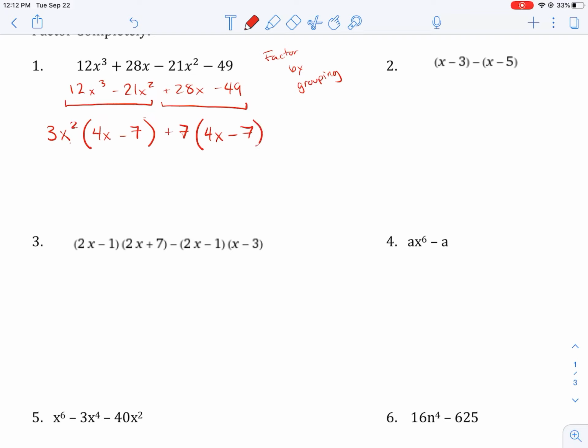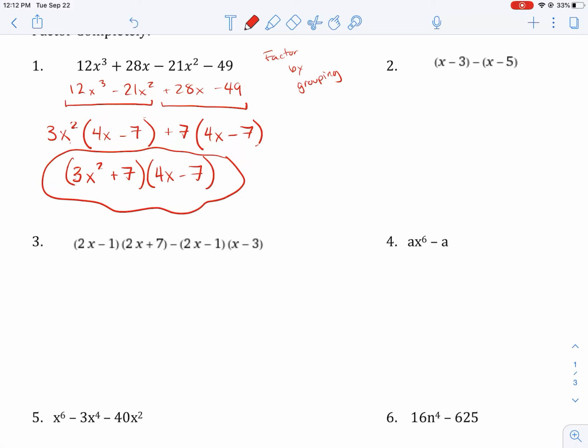Okay, so as you can see, in both sets of parentheses, we're left with the same binomial. And now, we just write out what we have left. So 3x squared plus 7, 4x minus 7. Okay? And I'm just going to verify, can I take anything else out of either one of these pieces? Negatory. So our answer is this right here.